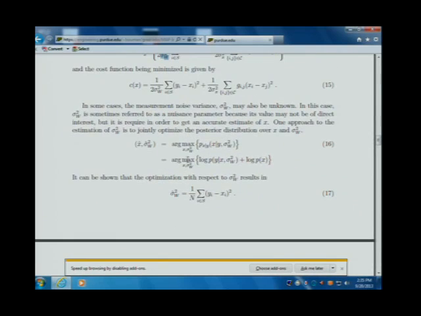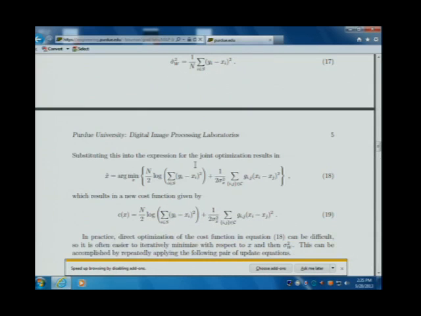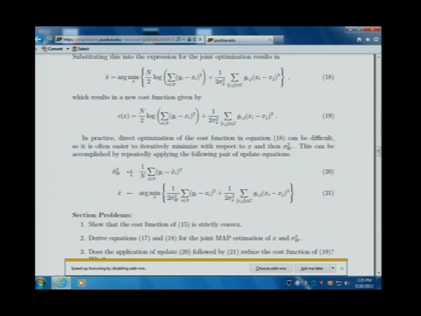Maybe this isn't as explicit as it could be, but if you write out these expressions here and minimize with respect to x and sigma simultaneously, you can actually get a closed form solution for the relationship with respect to sigma. Okay, that's this.